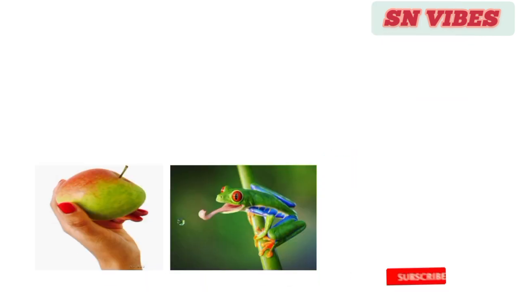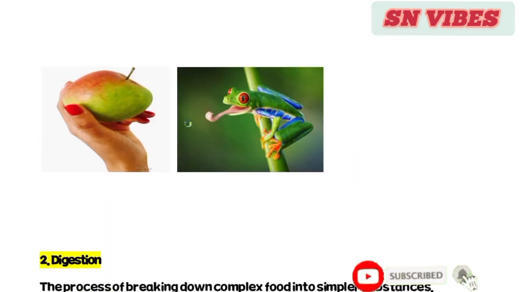And the next is the human. Here you can see a simple example. The human is using the hand for eating the apple. And another example, as I told you, is the frog, which is using its tongue for the ingestion of the food.